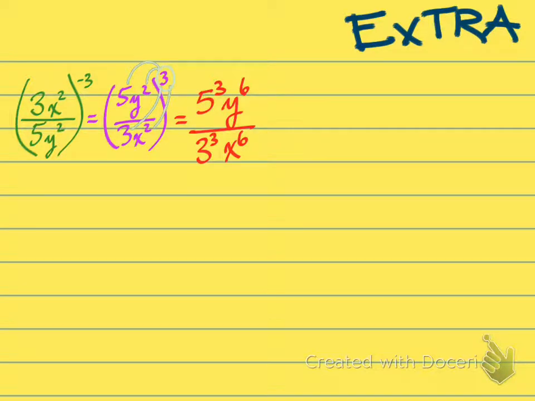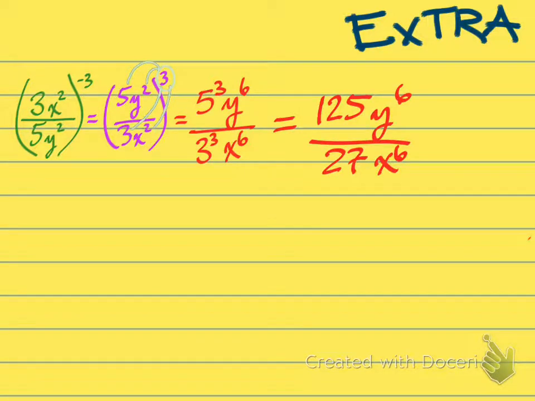All right? So that's what it looks like, and that would be a perfectly good way to write that expression, although probably a lot of people would expand out the numbers and say 125 y to the 6th over 27 x to the 6th, and that would be maybe the way you could write it, okay?